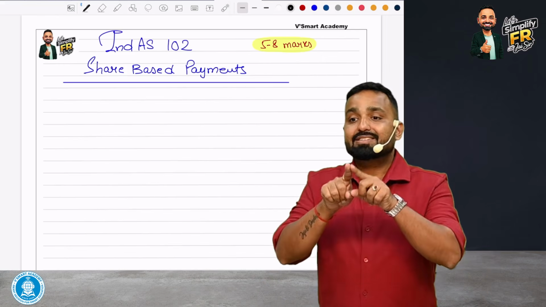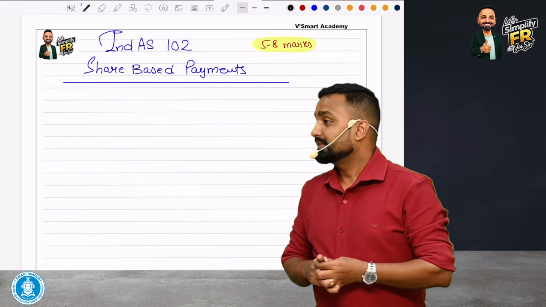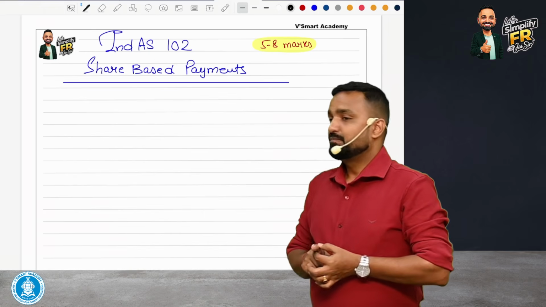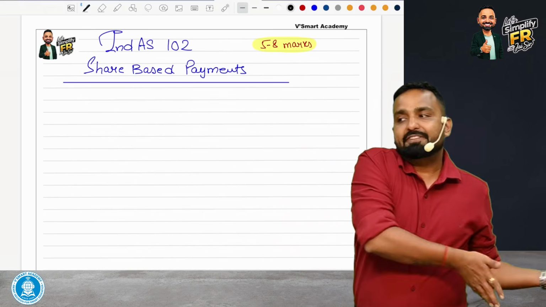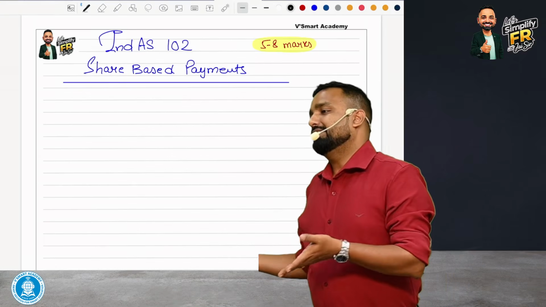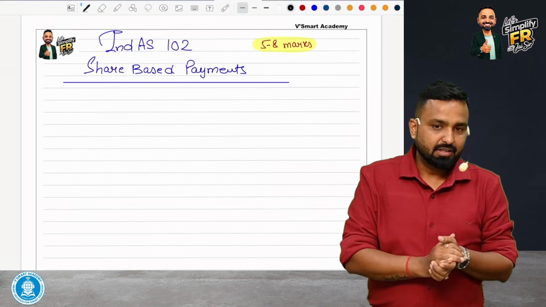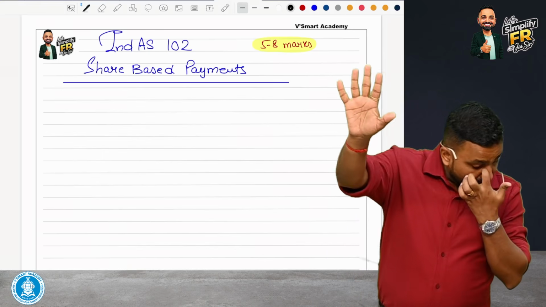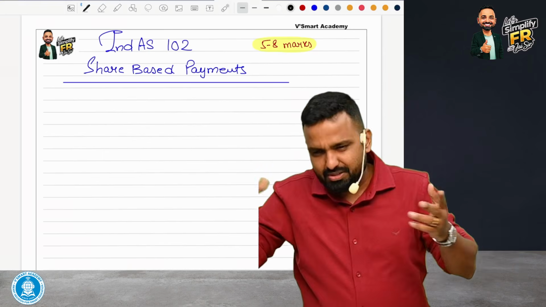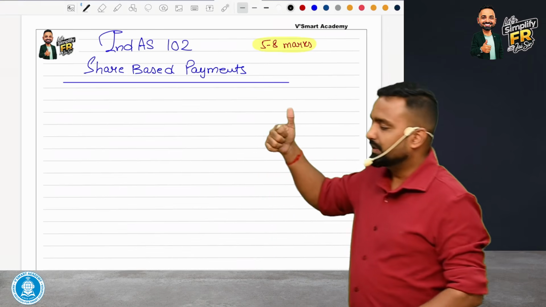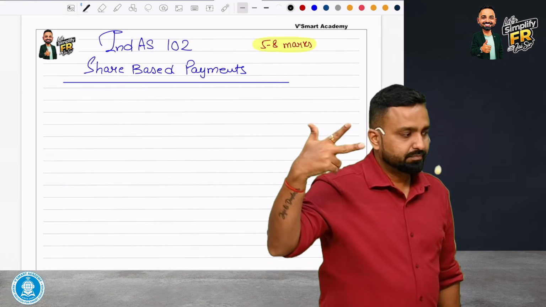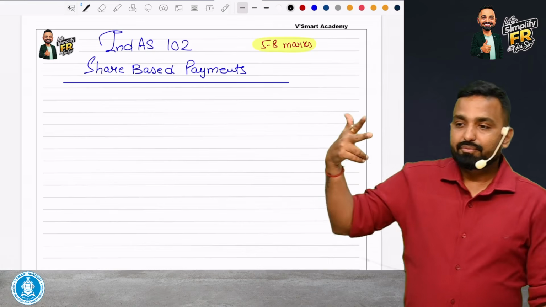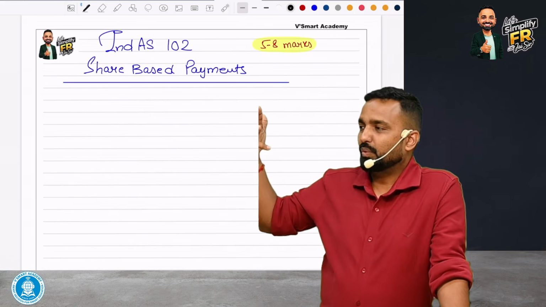This is called exercise period. So when will the exercise period start? After the vesting period. Understood or not? Okay, tell me, how many terms are there overall? 5, 6 terms. First, grant date. Second, vesting condition. Vesting date. Vesting period.